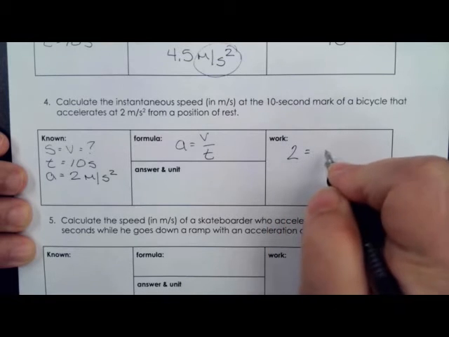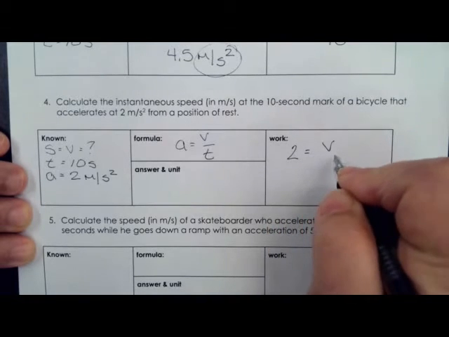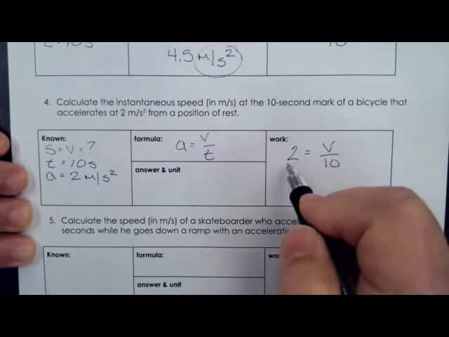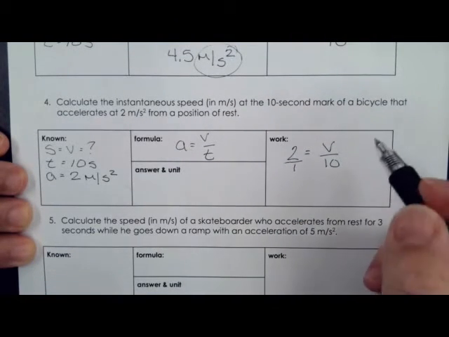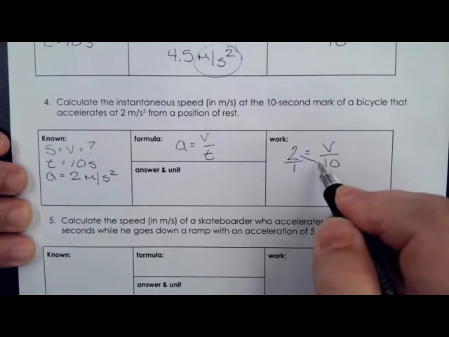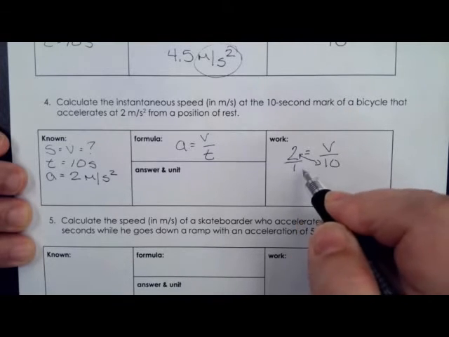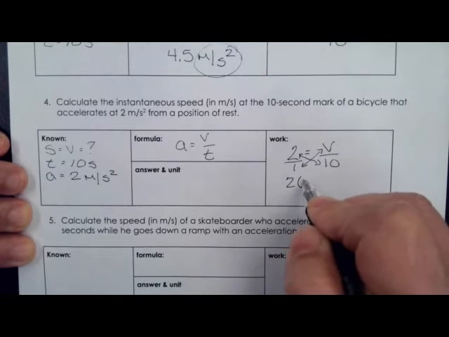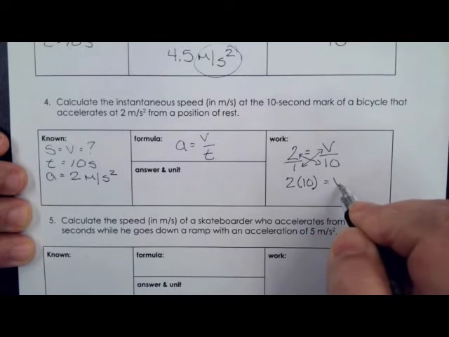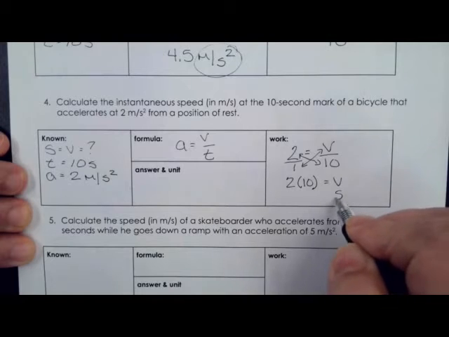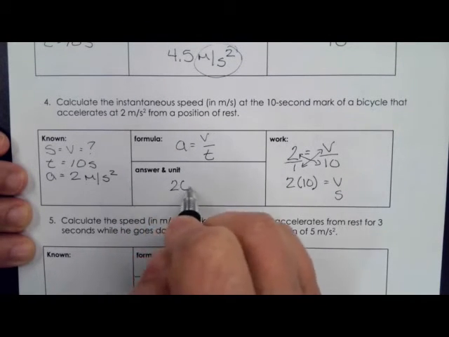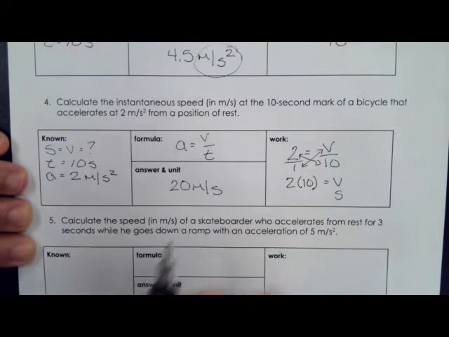We got 2 equals the velocity or the speed, whichever one you want to use, divided by 10. We're going to do some of that magical math here, and we're going to cross multiply. So we got 2 times 10 equals v, and we know that v is the same as s. So the speed is going to be 20 meters per second, because we're looking for a speed.